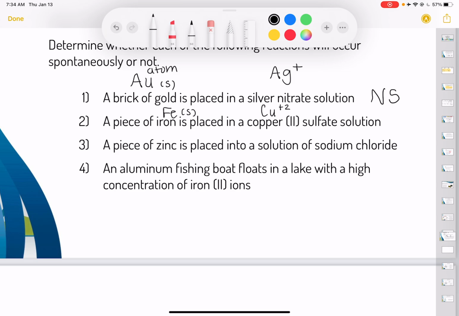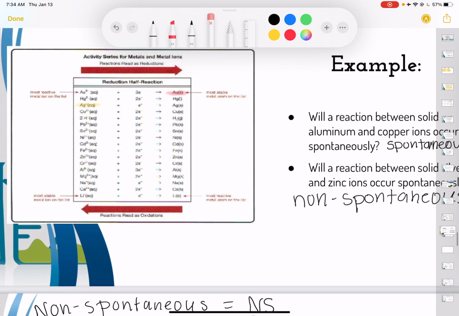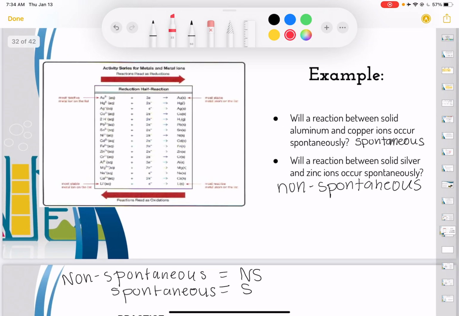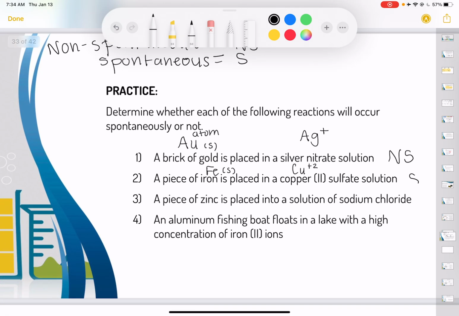So again, we need to look, is copper higher up than iron, basically? Copper higher up than iron, so iron is the solid and copper is the ion. So our ion there, the yellow one, is higher up than the iron, which means that that is a spontaneous reaction.